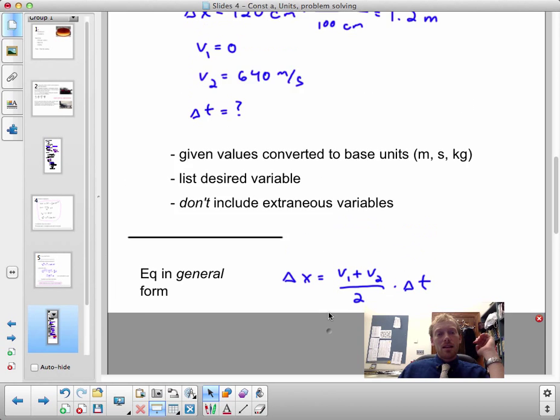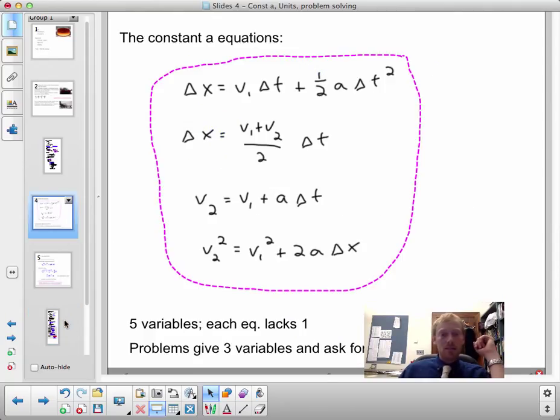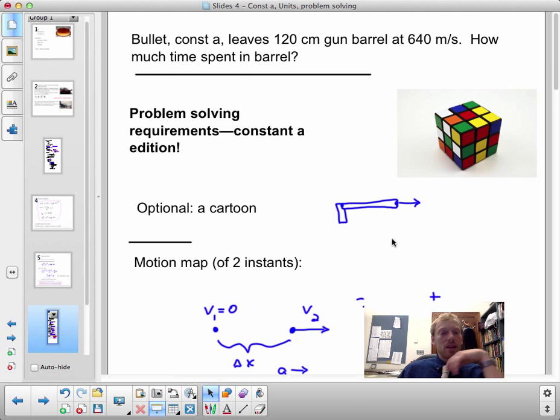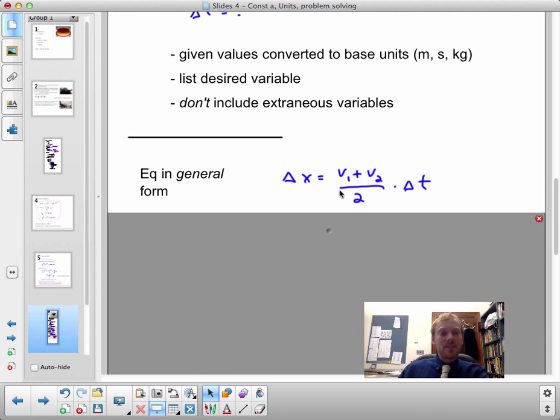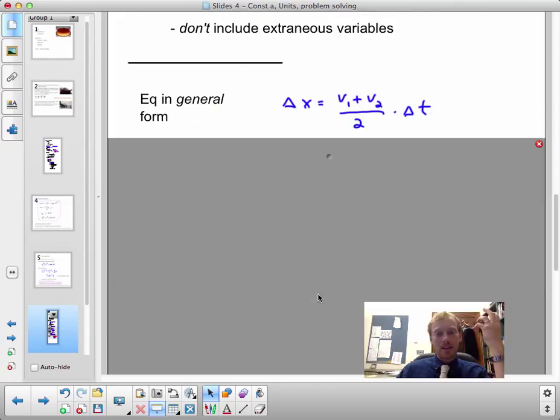Okay, let's pick the equation that links these 4 variables. That will help us find the unknown. This is it. Go back here, delta x equals blah, blah, blah, blah. Great. That's the equation in general form. Don't rearrange the equation yet. Write it as it appears on this page, as your classmates have memorized it. Otherwise, you're trying to do 2 things at once, recall it and manipulate it, and it's unreasonable to ask a brain to do that.